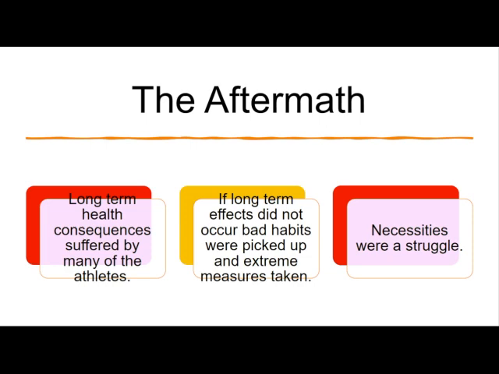The testosterone from the steroids took the femininity away from the women, leaving them almost permanently unable to have children, and it caused men to grow breasts, which then factored into them having sex changes. Communist East Germany struggled to provide the basic necessities for its people.